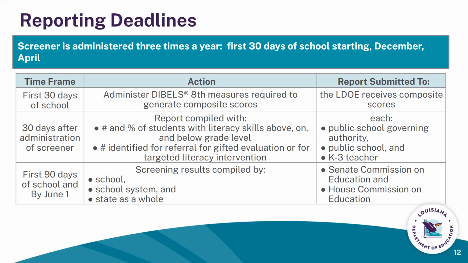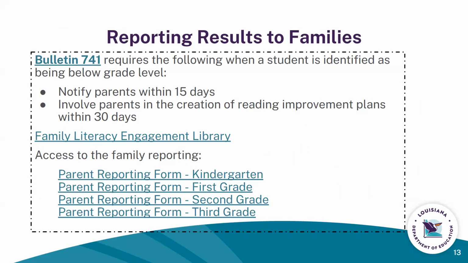K-3 teacher. Within the first 90 days of school, and again by June 1st, the beginning, middle, and end of the year results are broken down by school, school system, and state as a whole. And this report is shared with the Senate and House Commissions on Education. This is a critical step.